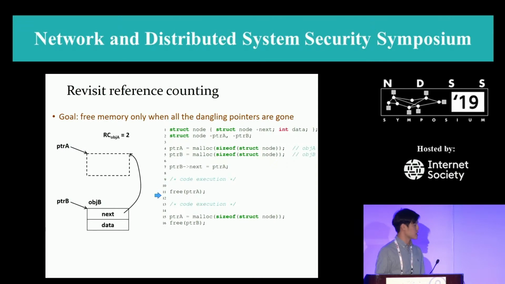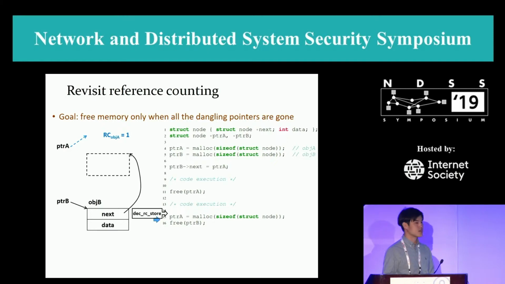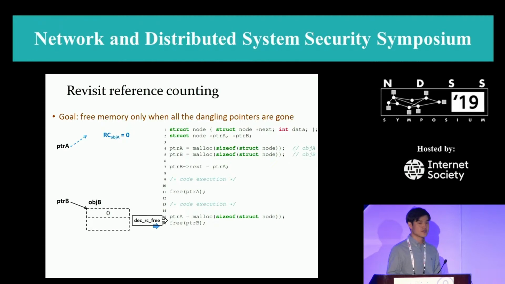After line 11, object A is freed, but the pointer's value does not change, so the reference count stays the same. After line 15, pointer A now points to another object, so the reference count is decreased to 1. We can insert some kind of API call right before this operation to reduce the reference count. After line 16, object B is freed, and we can see the type of pointer B, and that there is a next pointer in object B. So we can invalidate object B's next pointer and decrease the reference count for object A.